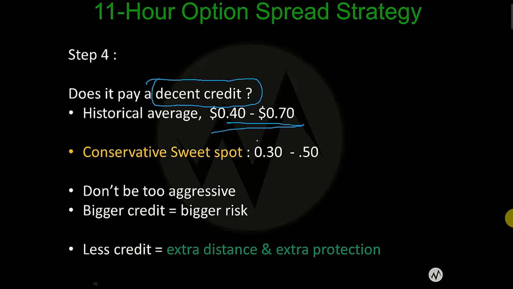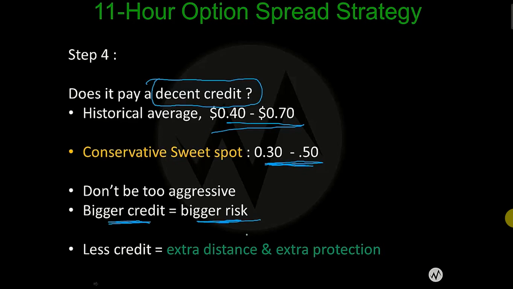But the sweet spot that I like, it's enough distance to the short strike that you feel comfortable, but you still get paid enough that it's worth the risk. Okay? All right? Don't be aggressive. Don't look for a huge credit and think you're going to make really good money, because the bigger the credit, the bigger the risk. Somewhere along the lines, there's some sort of risk involved.